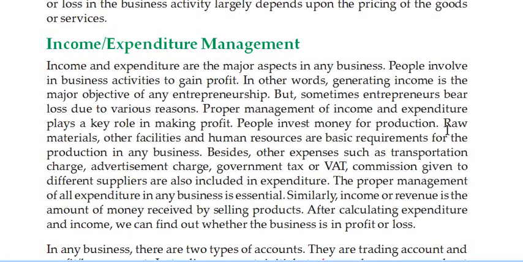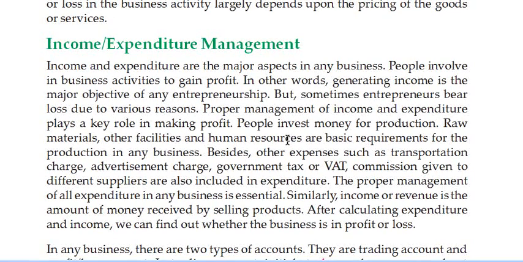People invest money for production, raw materials, and other facilities, and human resources are the basic requirement for production in any business. So what happens now? You can see where the expenditure of the entrepreneur will be. Whenever you start a business, what sort of expenditure do you have to face? You can see here. First of all, you have to face the expenditure on raw materials, then other facilities like the electricity bill and water bill, that sort of thing you also have to face. And human resources.